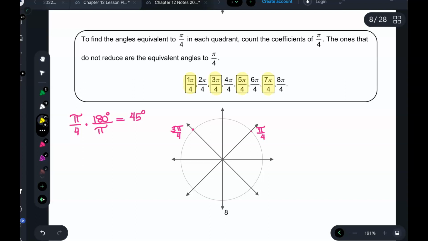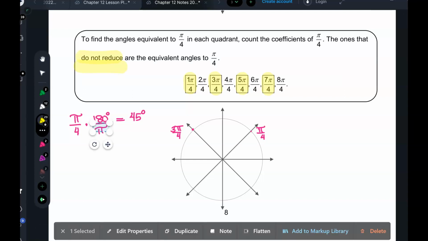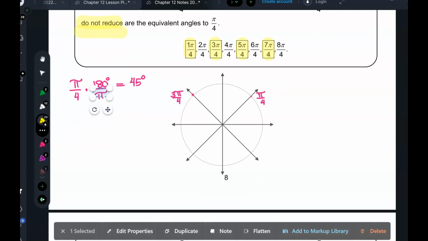Wait, I have a question. Pi over 4, the first one, to the middle line, right here, that is also 45. Yeah, this is 45 degrees, this is 45 degrees, this is 45 degrees, this is 45 degrees. Why don't we do it for that one there? Well, this is going to be a pi over 2 up top, that's here. 2 pi over 4. Right, but that reduces. Okay, so I'm specifically looking at the ones that do not reduce. So tell me, what's the next one going to be? 5 pi over 4 goes here.